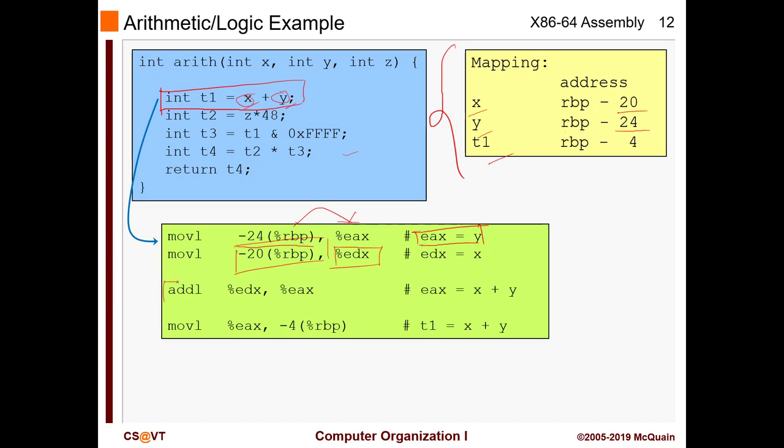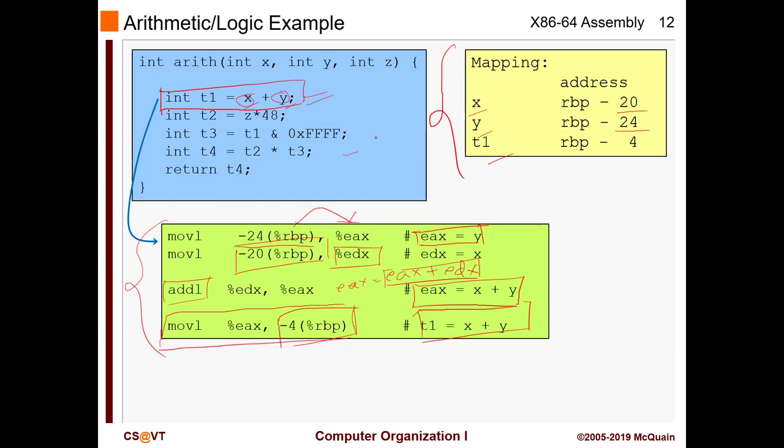And then we are going to do an add. Remember, add is basically doing EAX equals EAX plus EDX, okay? So EAX is basically storing this. I hope that makes sense. And then we are going to move the value we just received and put it in place of T1, and we saw that T1 is in RBP minus 4. So right now, by doing this part, we are getting the equivalent of this C code. Okay, I hope that makes sense.